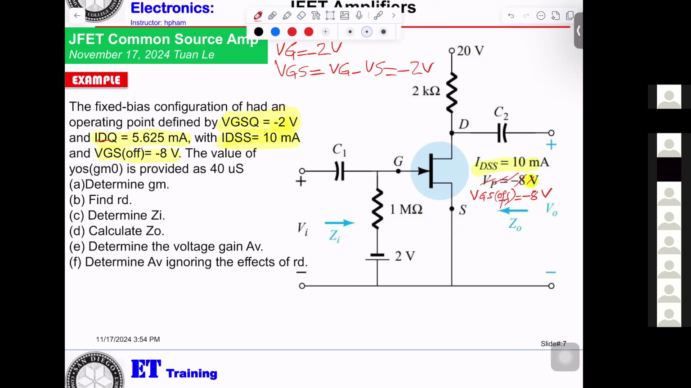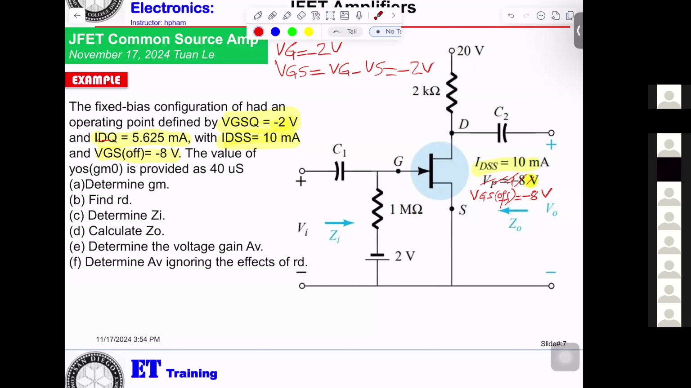In here, I'm telling you they are wrong. They say VP equals minus 8 volts, which is wrong. It has to be plus 8 volts. Then VGS off will be equal but opposite, that means minus 8 volts. Okay.